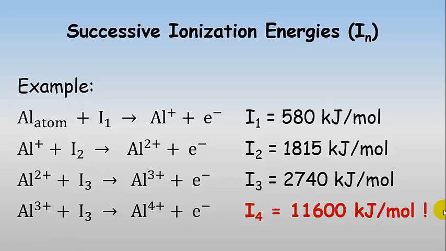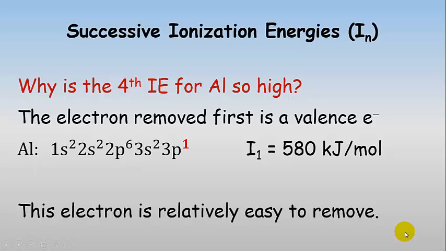So what's going on? Why is that fourth ionization energy for aluminum so high? In order to really understand this, we need to look at the electron configurations and look at the orbital that the last electron is being removed from. So let's take an aluminum atom, and here's the electron configuration for aluminum.